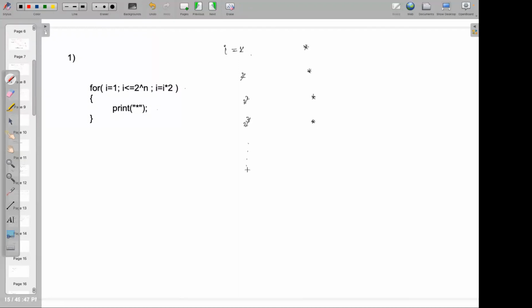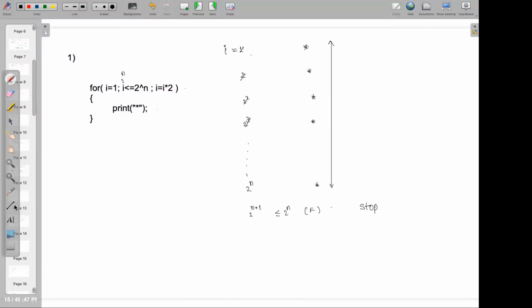Until how long is this loop running, i value? Whenever i value is equal to 2 power n, this loop will work, right? Next time, when you multiply by 2, what is going to happen? 2 power n plus 1, right? This time, is this condition true or false? False, which means the loop will stop. Now, how many times can you tell me these stars are printed? These stars are printed 2 power n plus 1 time?